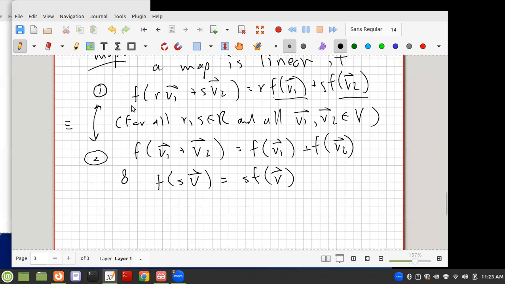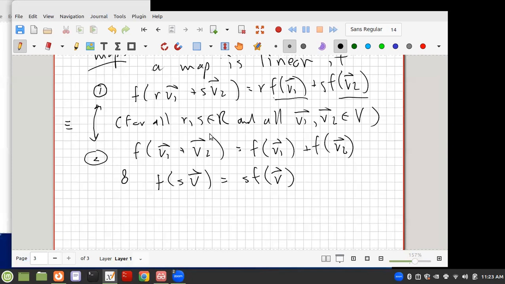This first line is just a special case of the other one where I choose r equals 1 and s equals 1. And the second line also is a special case where I choose r equals 0 and s equals 1 and v equals v2. So the conditions in 2 are just special cases of condition 1.